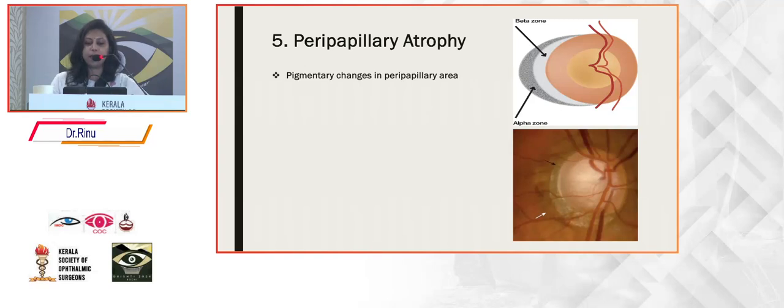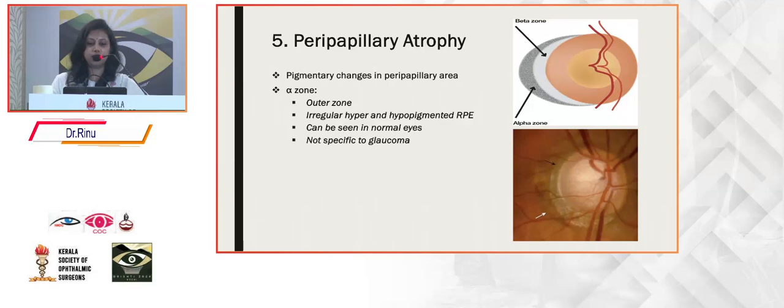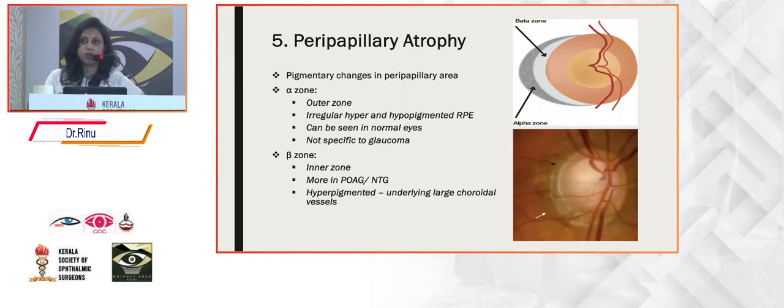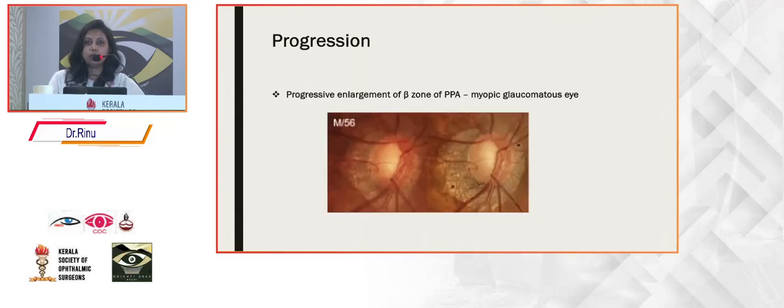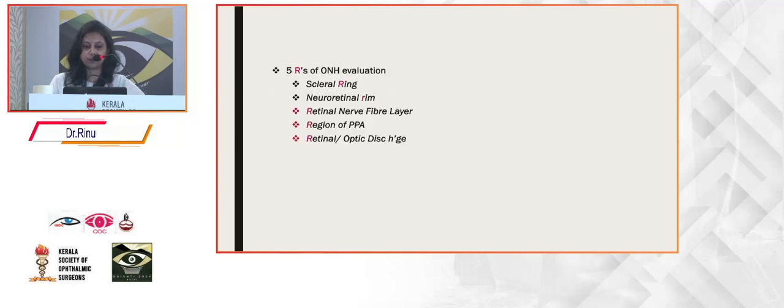The next one is peripapillary atrophy. There are basically pigmentary changes in the peripapillary area around the optic disc. There are two zones, the outer alpha zone, which is not specific to glaucoma, and an inner beta zone, which is specific to glaucoma, normally seen in open angle glaucoma and normal tension glaucoma. So in progression, we have to look for progressive enlargement of the beta zone of peripapillary atrophy, and it's more common in myopic glaucomatous discs.